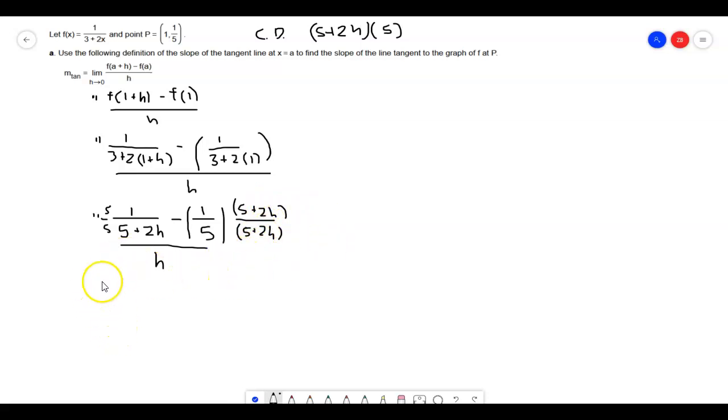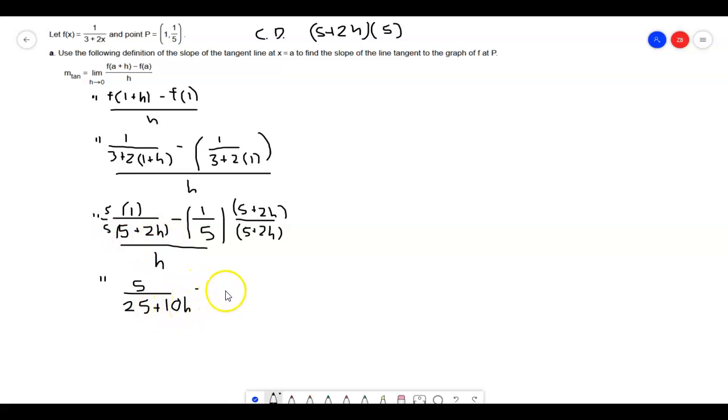So now we're going to go to the next step and take the limit as h approaches 0. Now that we have this common denominator, let's go ahead and clean that up. So this first part is just going to be 5 all over, and if we distribute that 5 here, we're going to get 25. Remember to distribute that, right? 25 plus 10h.